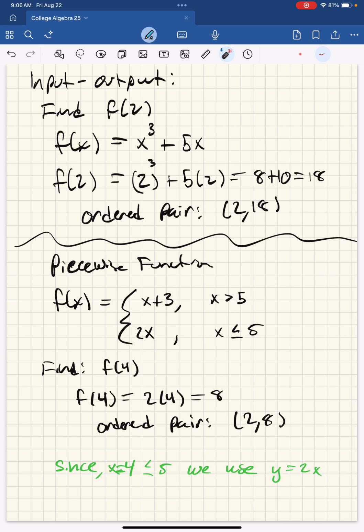So if we go and find f of 4 for this piecewise function, we have to check the condition to see which y value it will be paired with. So since 4 is less than or equal to 5, the y value is going to be 2 times 4. And that would give us the ordered pair of 4, 8. So that's what this says down here. Since x equals 4, which is less than or equal to 5, we use y equals 2x.